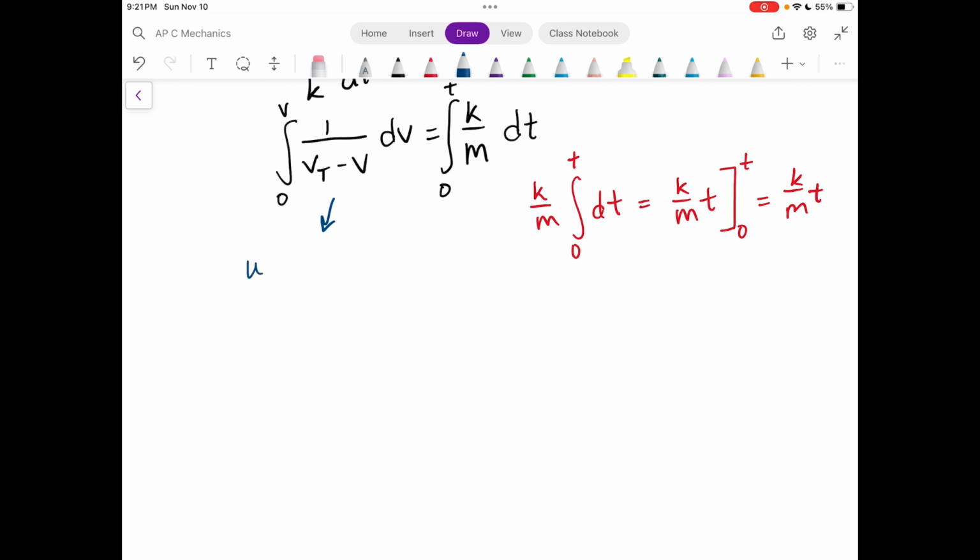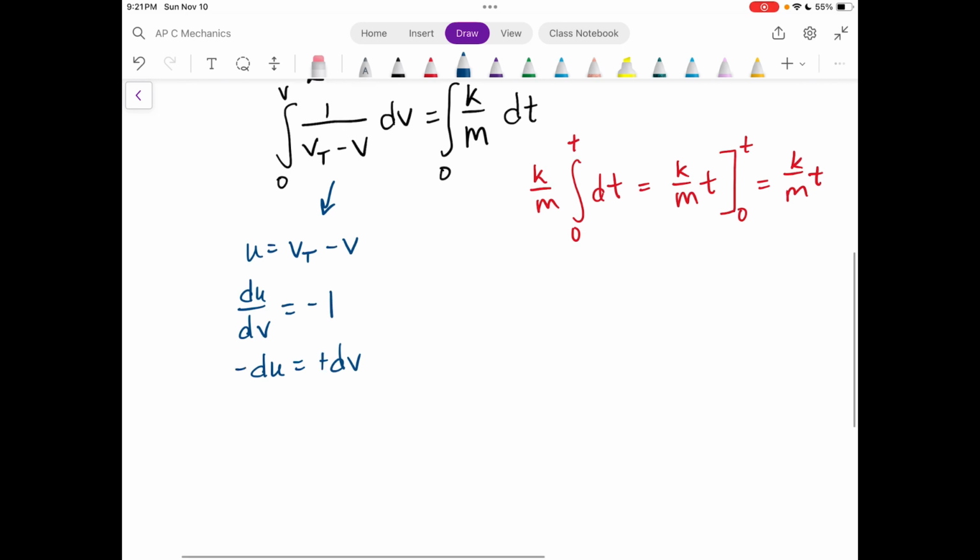So u is equal to the bottom, which is vt. Remember, terminal velocity is a constant. And I'm going to take the derivative then of that. That's how you do a u substitution. The derivative of a constant is 0, so I'm going to be left with negative 1. That means that du is equal to negative dv, or that dv is equal to negative du.